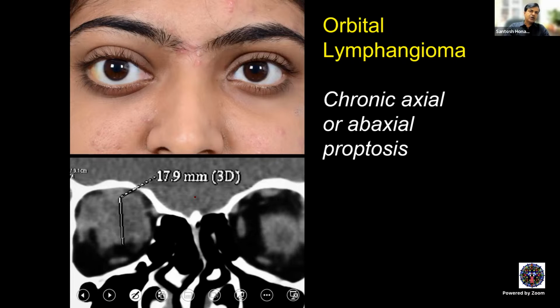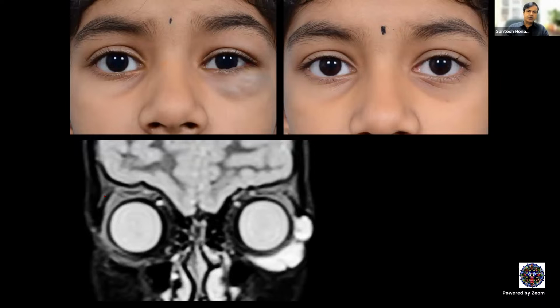This is orbital venolymphatic malformation or lymphangioma, with chronic axial or abaxial proptosis, depending on its location. Displacement of the eye can be there or may not be there. This patient has predominant axial displacement, axial proptosis. She did not have much displacement, although the lesion is in the superior orbit. That's because of fat atrophy that this lesion causes.